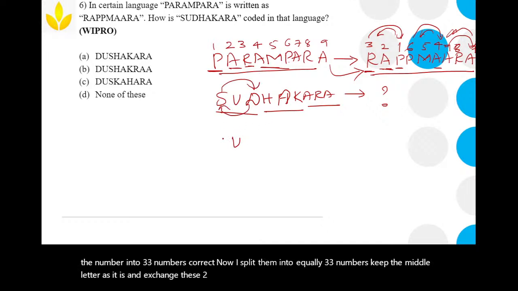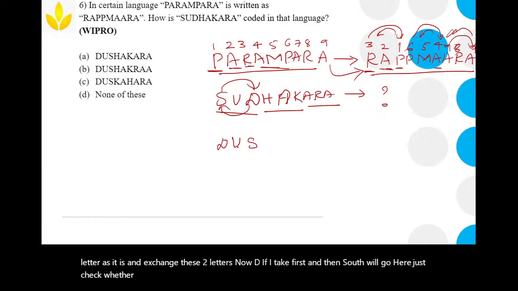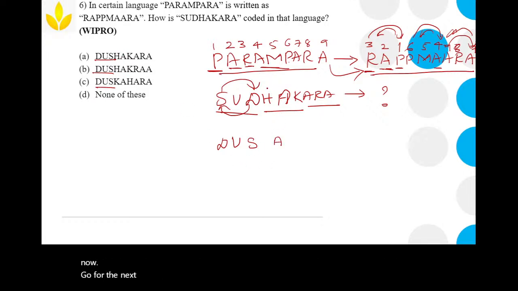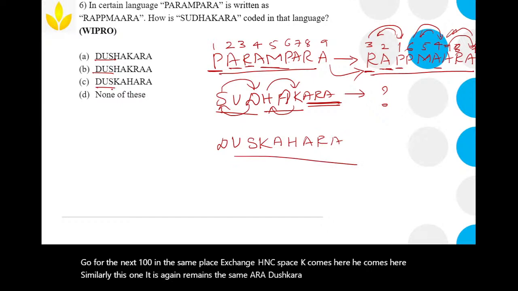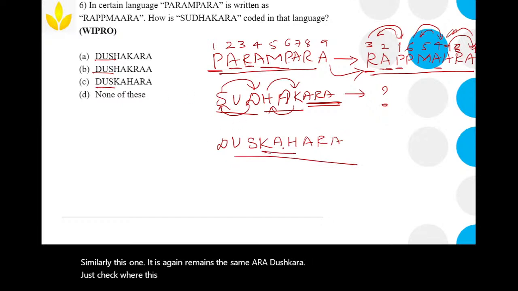Okay. Now, D if I take first and then S will go here. Just check whether this option is there or no somewhere. Okay. Everywhere it is starting with DUS. Now, go for the next one. Okay. Keep A in the same place. Exchange H and K's place. K comes here. H comes here. Similarly, this one. It is again remains the same ARA. Dushkara. Okay. Just check where this option is. DUS, yes. KAH, yes. ARA. So the answer is option C. Okay.